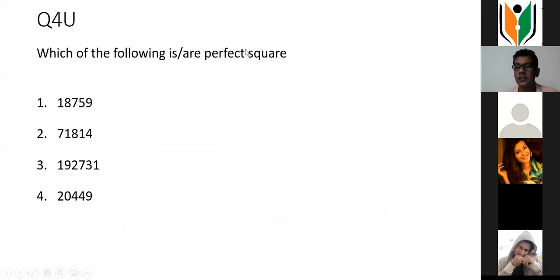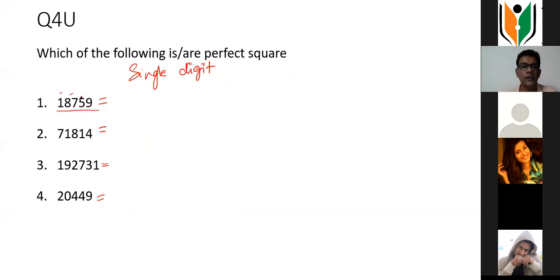Now look at the magic, guys. This is fun. That's why I say maths is fun. Can you add, all of you, can you add the digits of these numbers till you get a single digit? You got to add the digits of the number till you get a single digit.